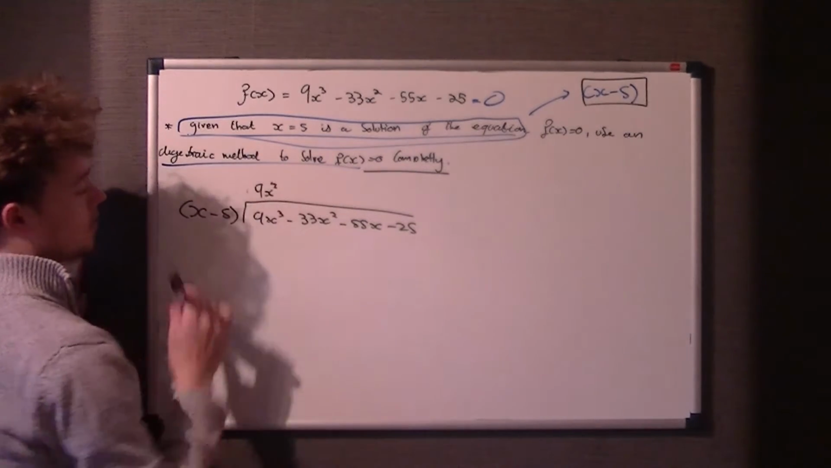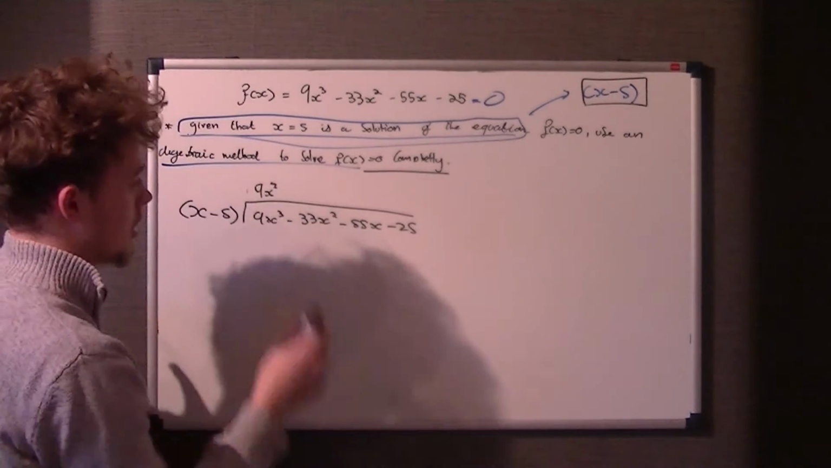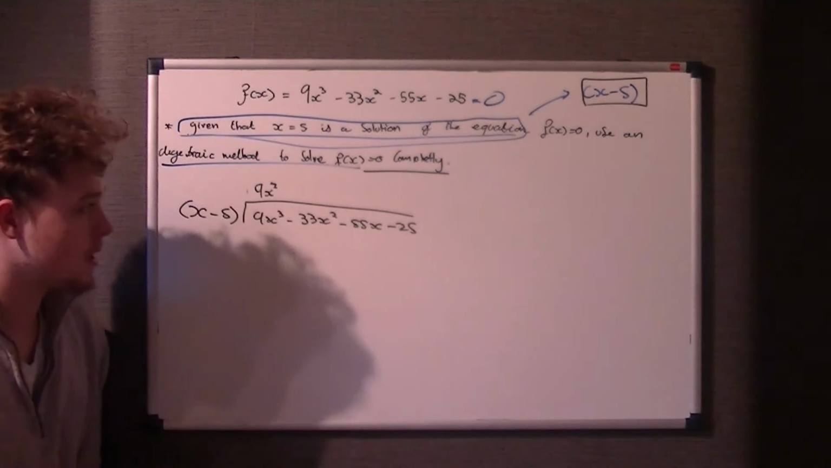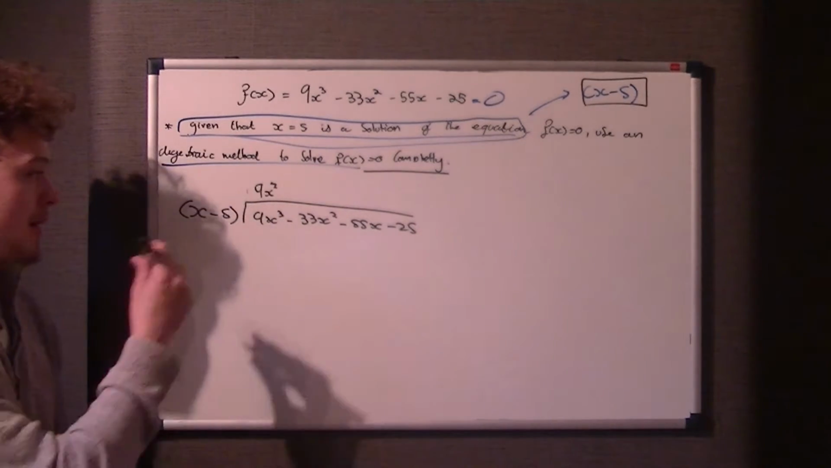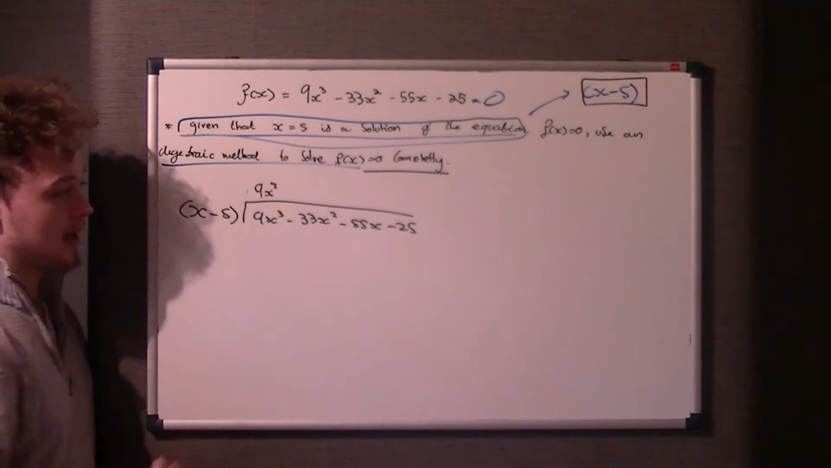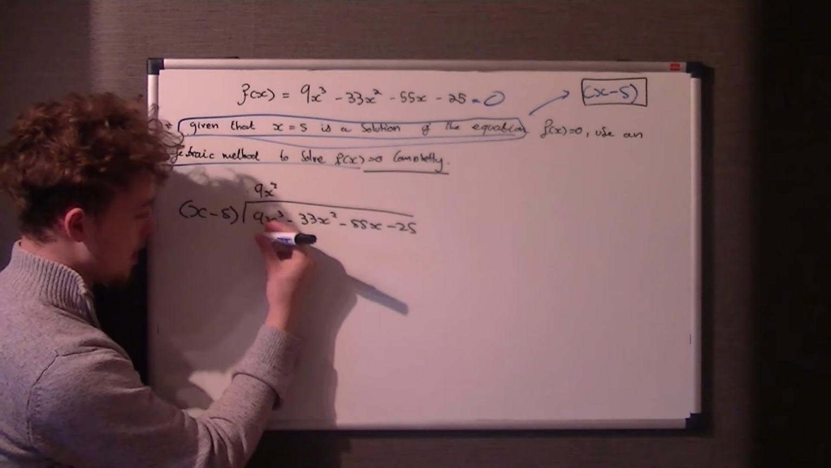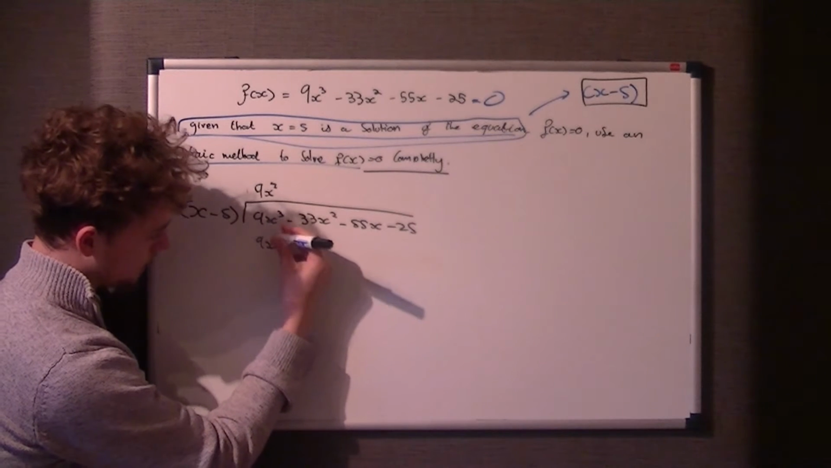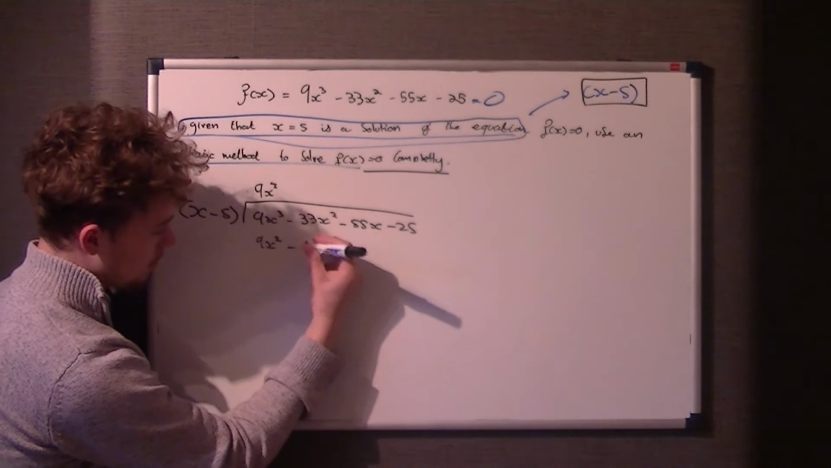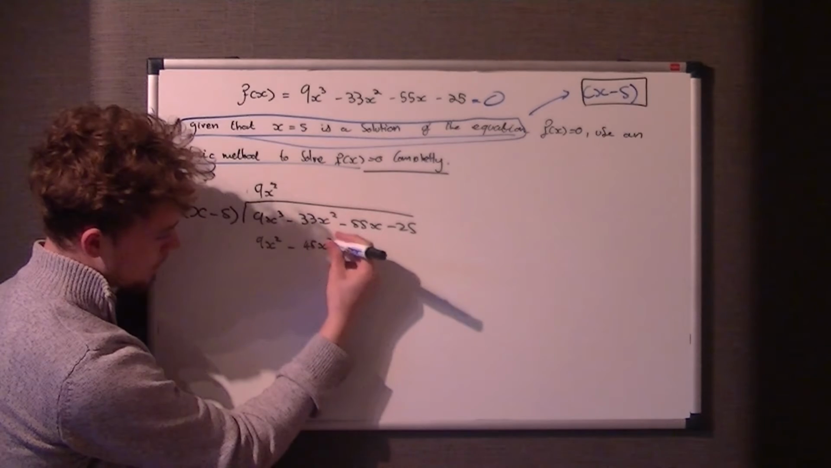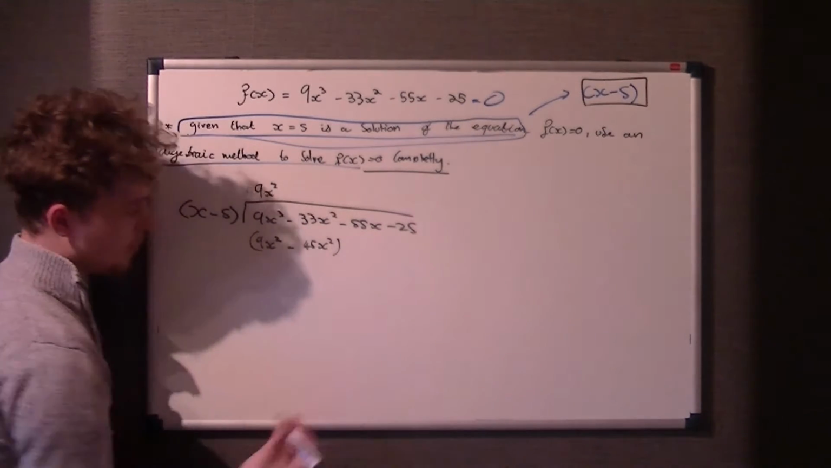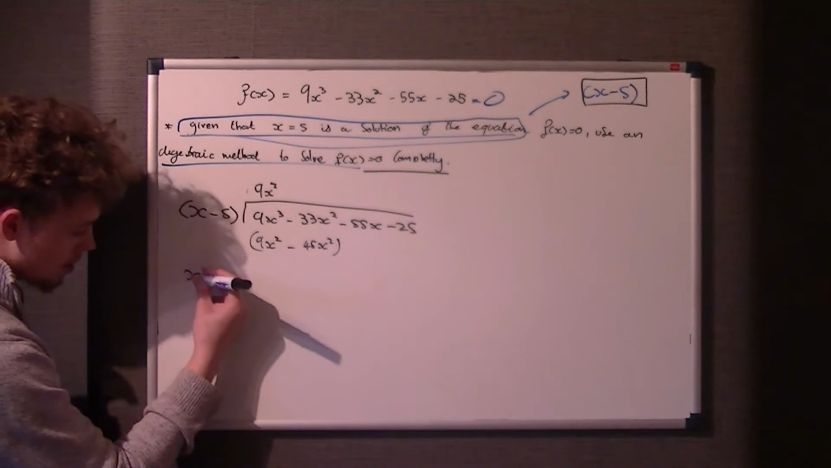Now, you might have spotted that straight away, that's the first bit of the quotient, but this is the way to do it. So anyway, you divide, you get 9x squared, you times x take 5 by 9x squared, which obviously gets you 9x cubed, take 45x squared, and you're taking that away from the cubic.